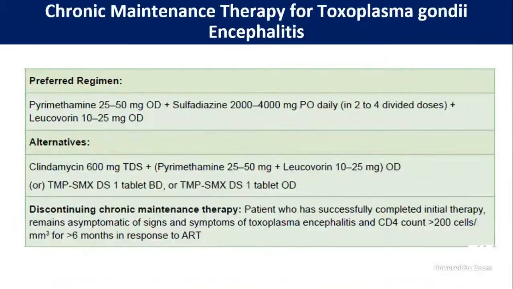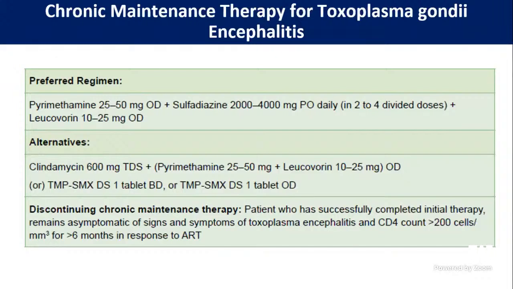Next. There is a chronic maintenance therapy for patients who have a toxoplasma encephalitis. In that, the preferred regimen again would be pyrimethamine plus sulfadiazine. However, the alternatives will remain to be clindamycin or trimethoprim, sulfamethoxazole, or Septran or CPT, given as one tablet, double strength BD, or one double strength OD.